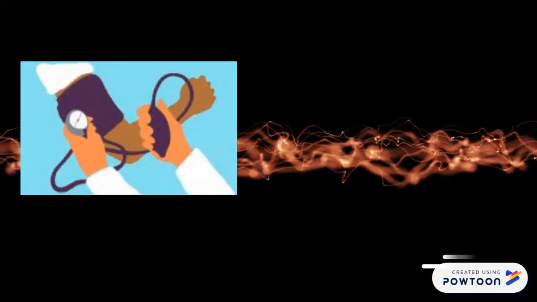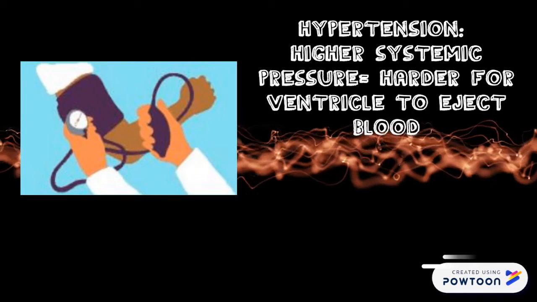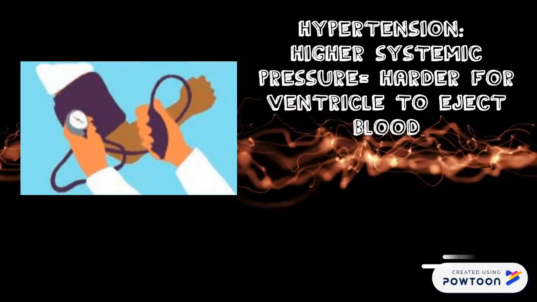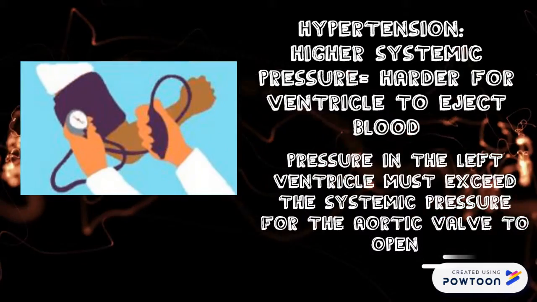The higher systemic pressure in hypertension makes it harder for the ventricle to eject blood. This is because the pressure in the left ventricle must exceed the systemic pressure for the aortic valve to open.